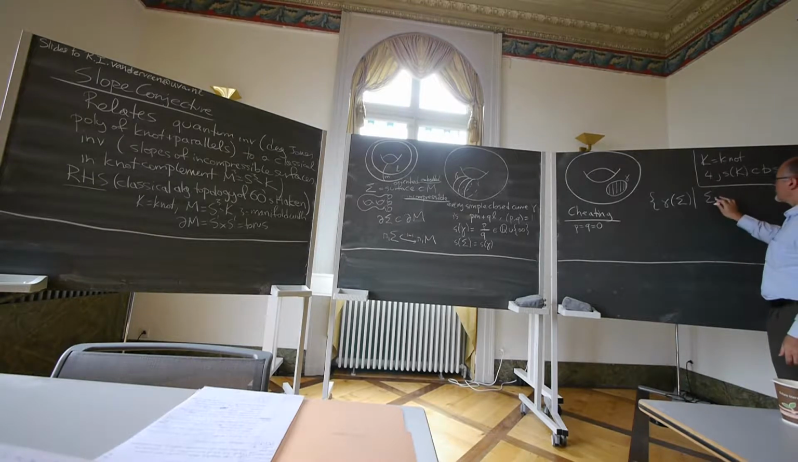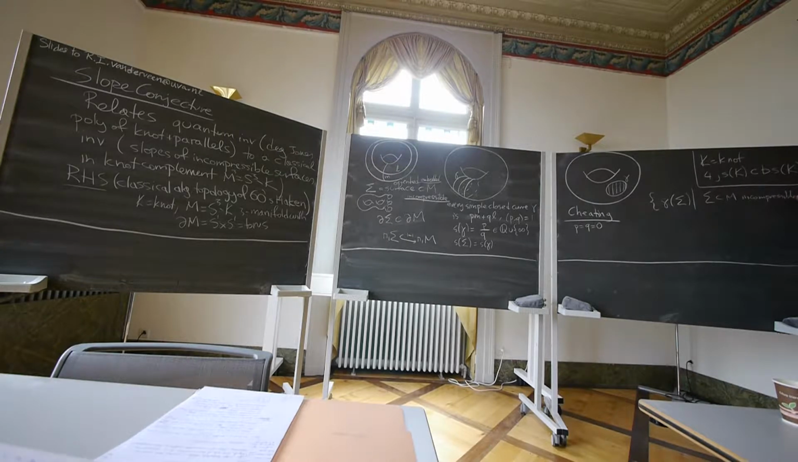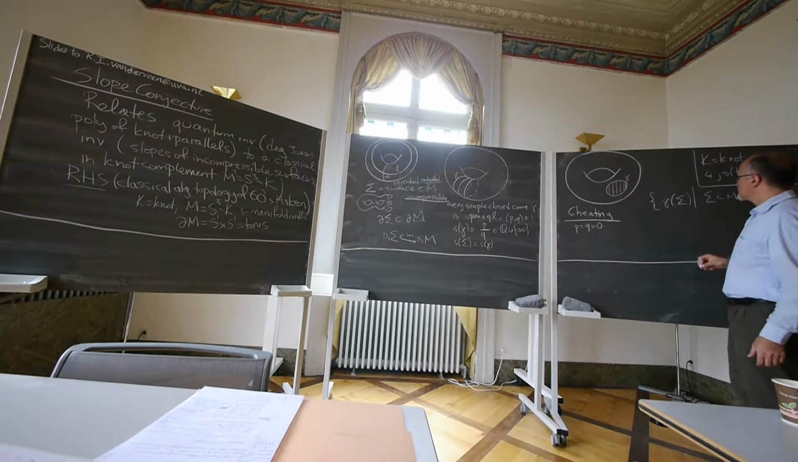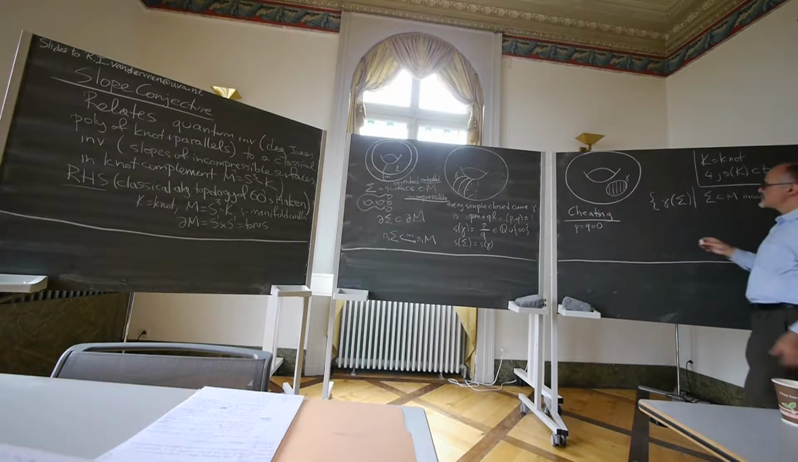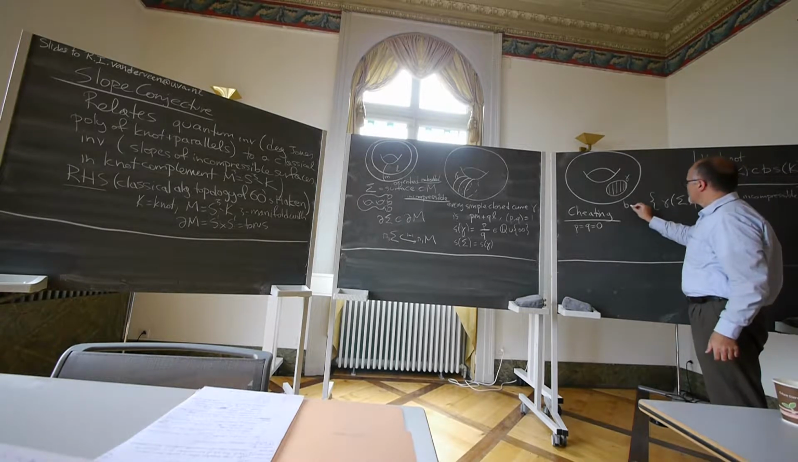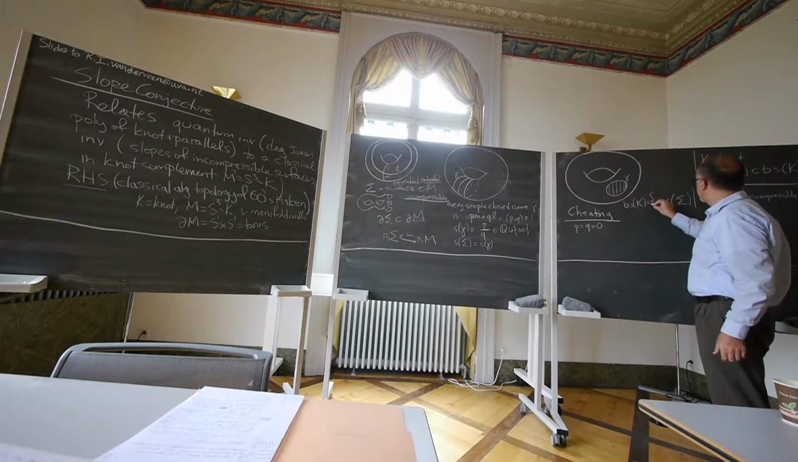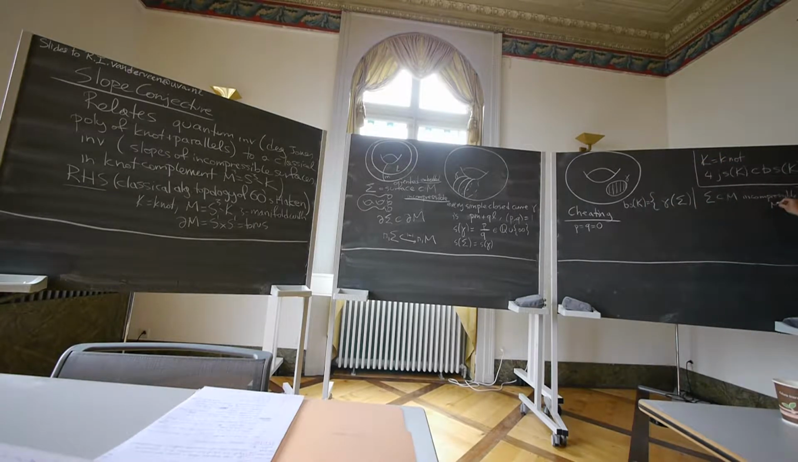So now I'm going to look at these surfaces which are embedded and incompressible, and I'm going to look at their slopes, and the collection of these slopes is really Bs of k. It would be Bs of M, where M is the 3-manifold in question, and it's Bs of k, right?